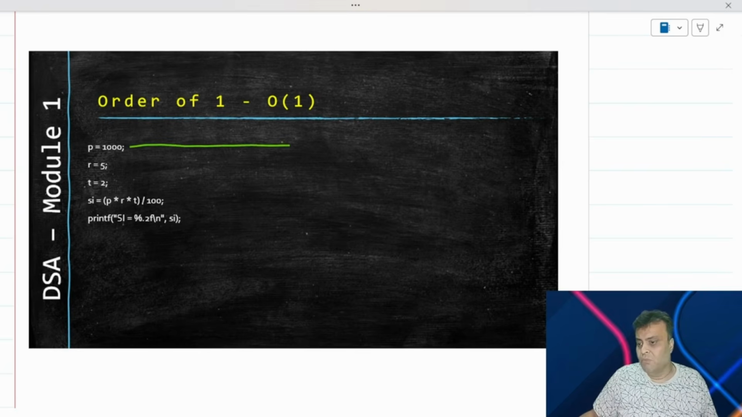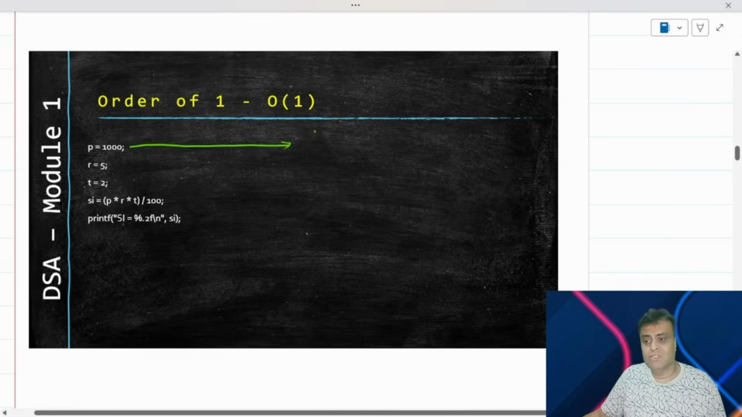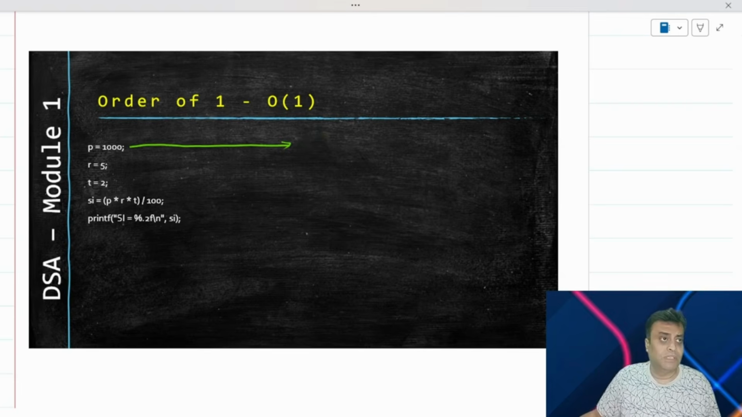So if you see this, P equal to 1000, when you investigate each and every line, you have to ask the question: how does this line change if the number of inputs changes? Does this line execute in a different amount of time if the number of inputs changes? Here, I don't think there is any input at all. We are just defining 1000 into P. Every time we run this code, it will take the same amount of time. It may take 100 milliseconds on my machine, and every time I run it on my machine it will take 100 milliseconds. On some other machine, it may take 200 milliseconds.